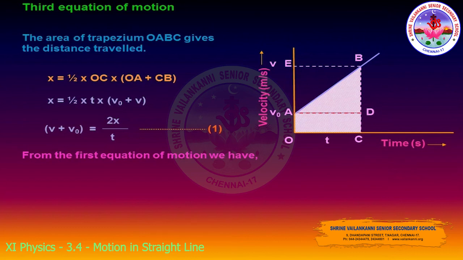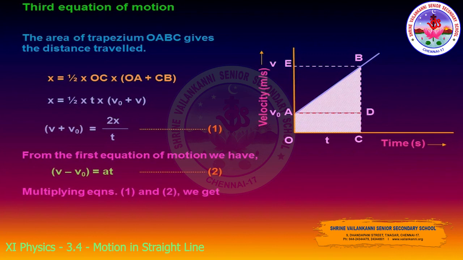What is the first equation of motion in general? V minus V naught is equal to AT. This we have taken as the second equation. We are going to multiply these two equations. So we will get V plus V naught into V minus V naught on the left hand side, and that is equal to 2x by T into AT on the right hand side. Then we will get V square minus V naught square, which is equal to 2ax. So this is the third equation, right? V squared is equal to V naught square plus 2as, right?